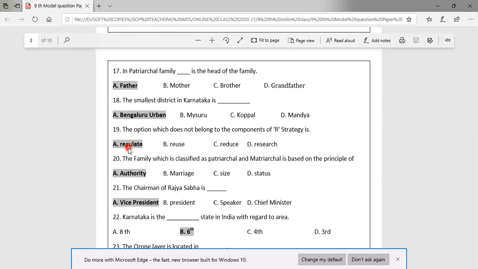The 17th question is, in the patriarchal family, dash is the head of the family. Option A, father. Option B, mother. Option C, brother. Option D, grandfather. Option A, father.